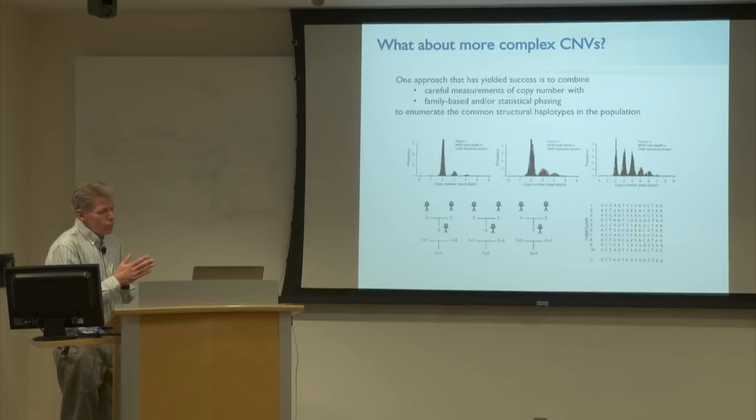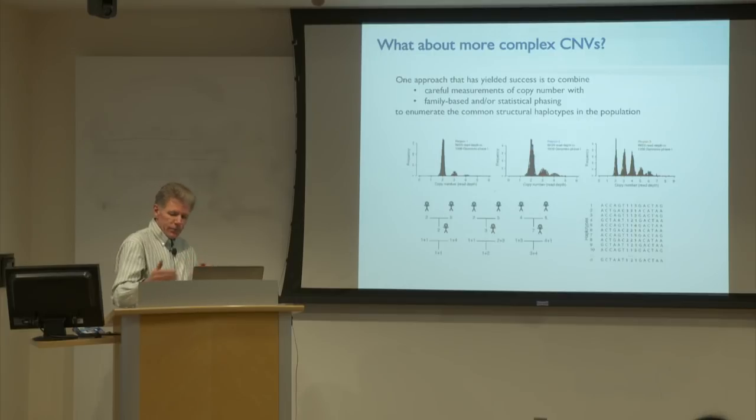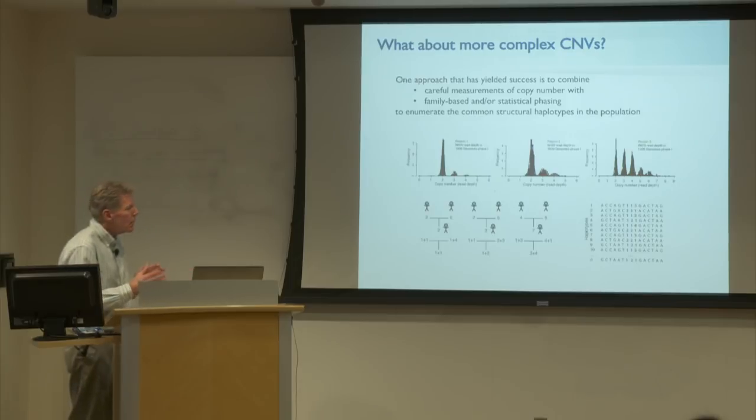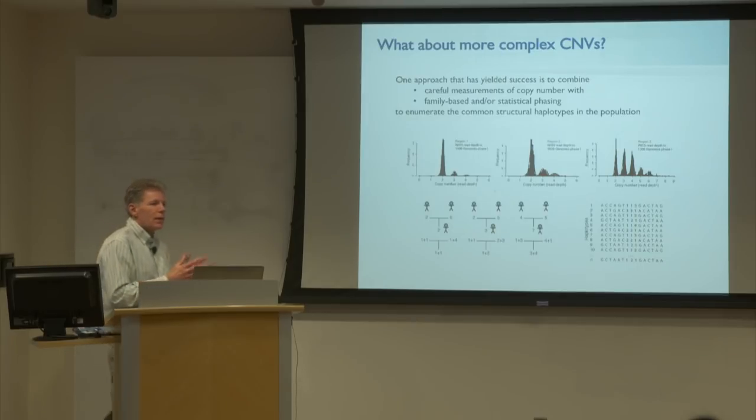So that's kind of simple deletions and duplications. But what do we do when we get to these more complex, multi-allelic CNVs? Sometimes these multi-allelic CNVs exist all by themselves in one part of the genome, but actually pretty often there will be a locus where there will be several of these multi-allelic CNVs in the same locus.